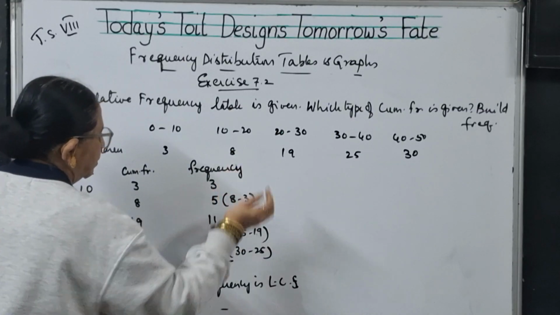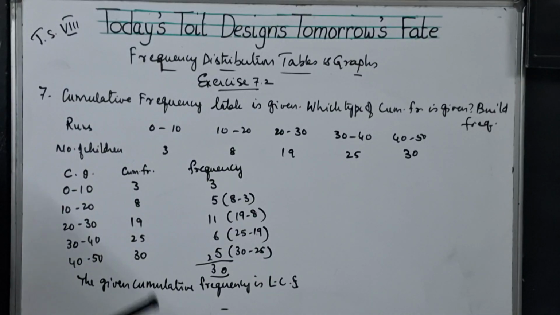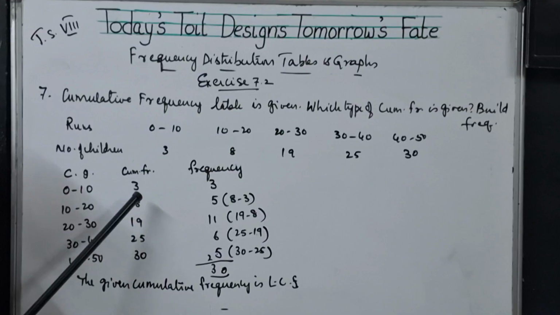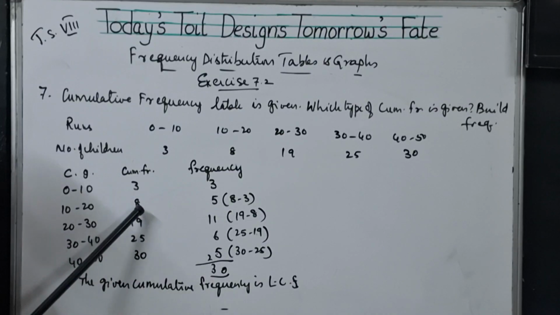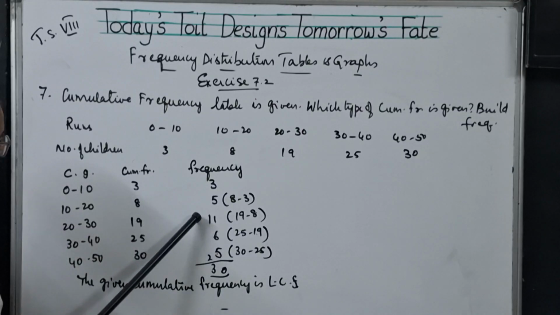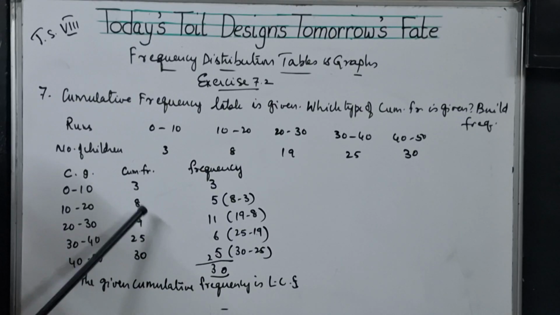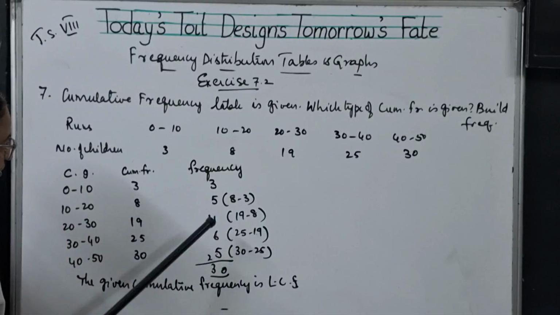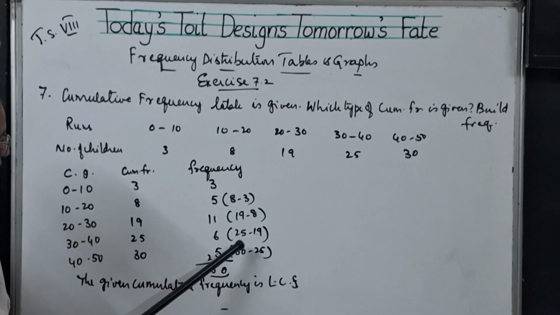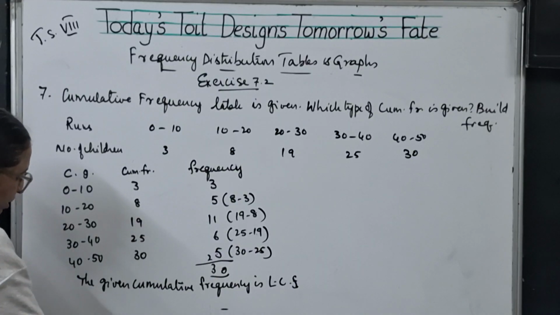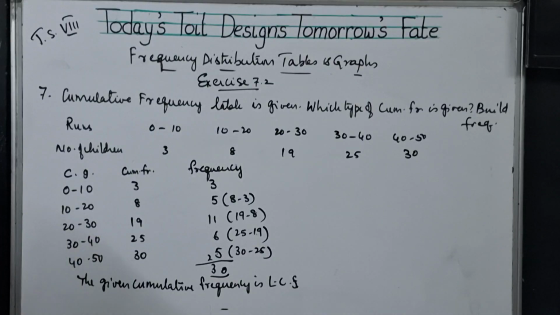How will you prepare the frequency table? First, always cumulative frequency and frequency will be same. Then the next one, this plus this should be here. That means 8 minus 3, 5. Again, 8 plus 11 should be 19. How will you get it? 19 minus 8, 11. 25 minus 19, 6. 30 minus 25, 5. So if you add also, you have got 30, children. So our solution is correct. Please note it down.